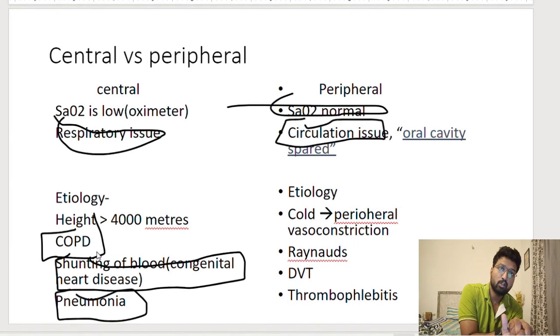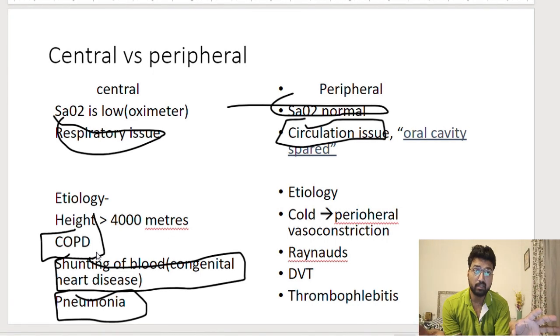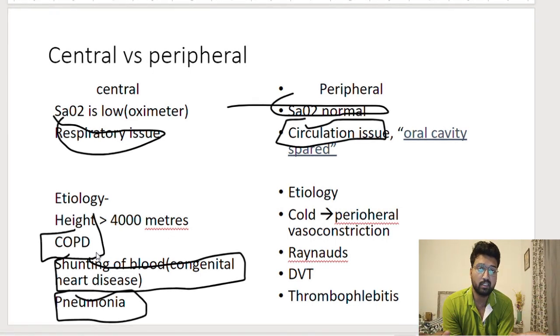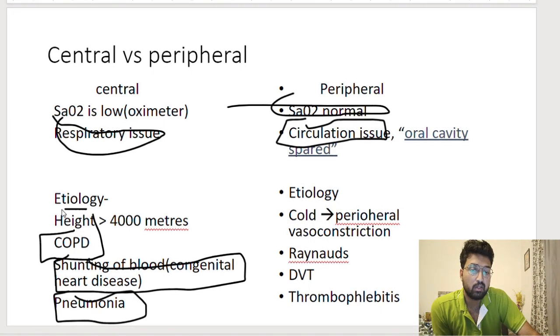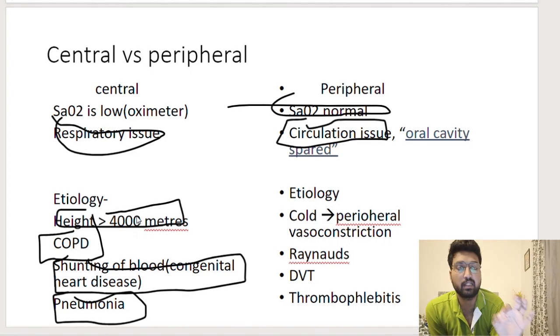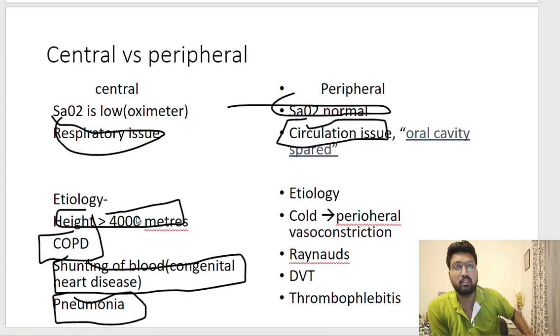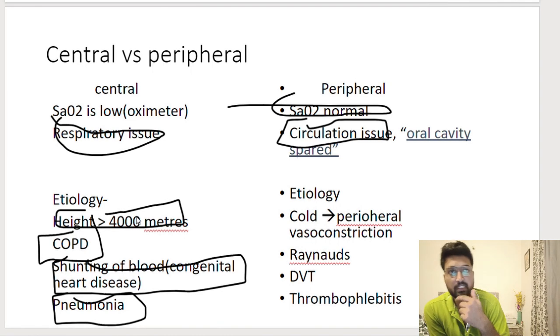So why is there central cyanosis? The circulation is normal. Peripheries are receiving blood, but the blood that the peripheries are receiving is deoxygenated. So that is why in shunting of blood we will see central cyanosis. And talking about height, in high altitude, more than 4,000 meters, 4,000 is the number given in Harrison, there is low oxygen in the higher altitude, so you will see an issue in respiration. So central cyanosis will be there.